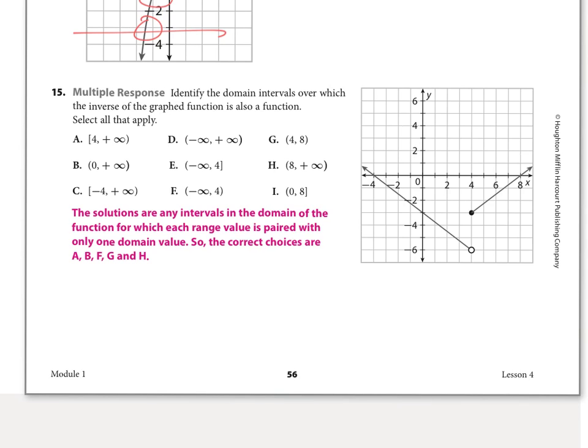So again, you're trying to identify which ones would be a function. So you can do this horizontal line test just on that part, and how many times does it hit it? It only hits it 1 time each time. Therefore, it would be a function. So in doing this, that's why A is a choice. Okay. Now, let's try again for, so I'll erase that one. Let's try for B, 0 to positive infinity.